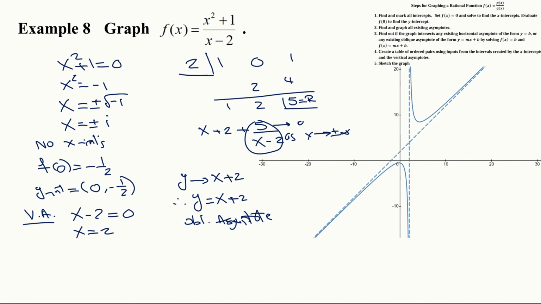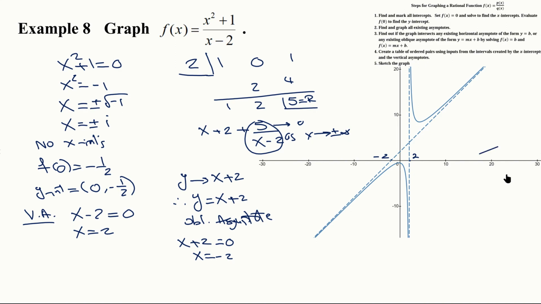Okay, so basically what we can do is we can find out what that point is, basically the x-intercept of this line. That's easy. We just set x plus 2 equal to 0, and we get x equals -2. So we know we have -2 right there, and this point right here we know is 2.